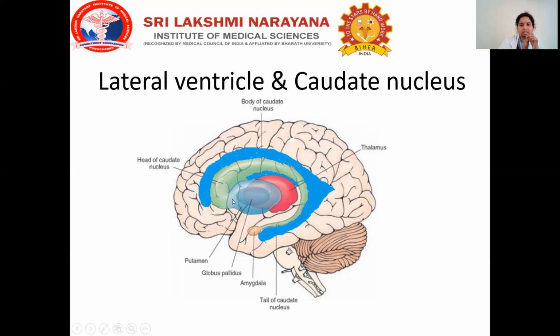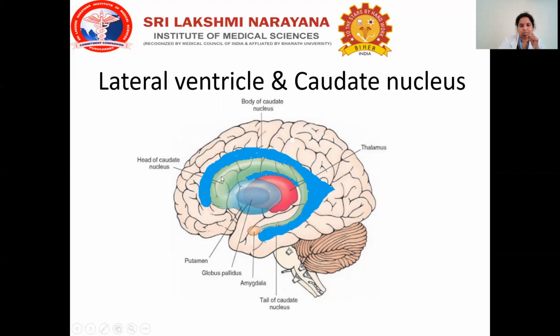Similarly, the lentiform nucleus is the lateralmost structure. It is not related to the lateral ventricle cavity. And thalamus is the medialmost structure. It is related only to the body of the caudate nucleus as well as body of the lateral ventricle. Thalamus is not related to the anterior horn of the lateral ventricle or posterior horn of the lateral ventricle or inferior horn of the lateral ventricle.